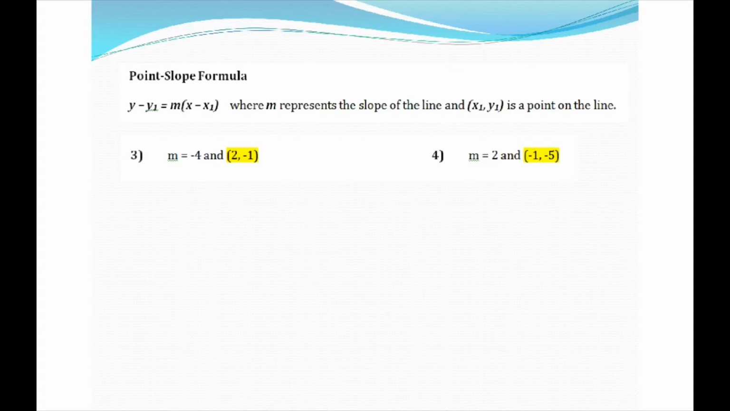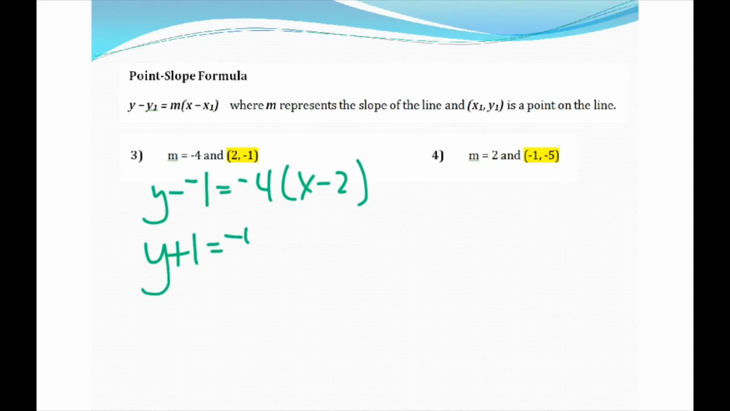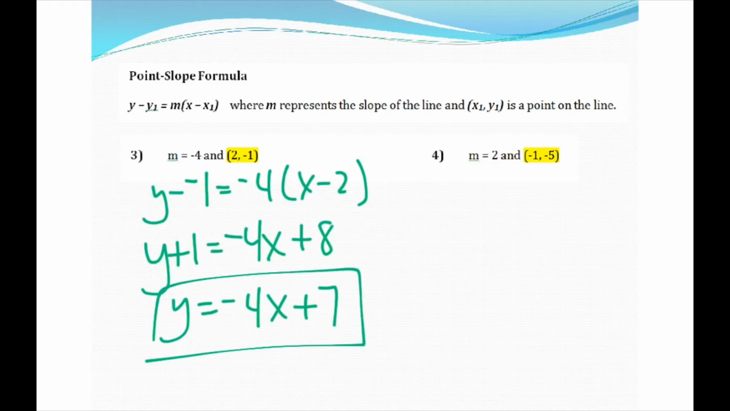At any time, if I'm going too fast, you can always pause this and slow down and take another look at it. So if you want to try these two, let's see if you get the right answer. Y minus -1, watch your signs, equals -4 times x minus 2. So that means y plus 1 equals -4x. We're using the distributive property. Subtract 1 from both sides, and there's your equation of the line.